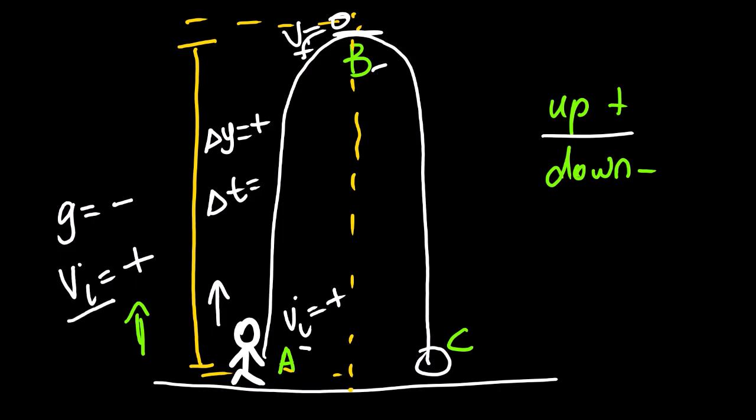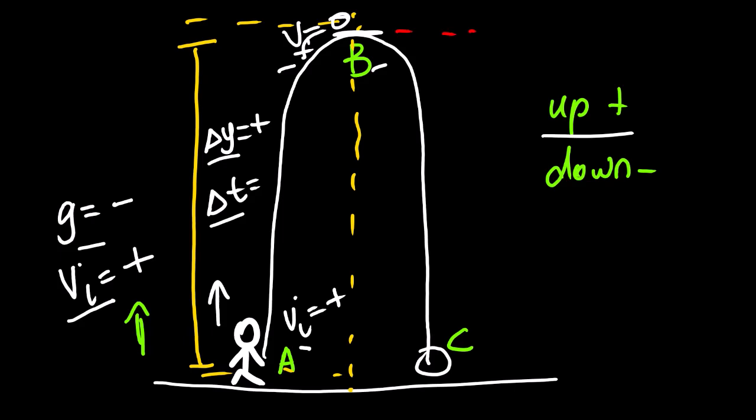You must know that vi will be positive, g will be negative. Change in time cannot be positive or negative because it's a scalar quantity. And then we have change in y, which is positive. That is our displacement. We have final velocity, which will always be 0 because we are looking at the maximum point. We are done with the motion when it goes up.